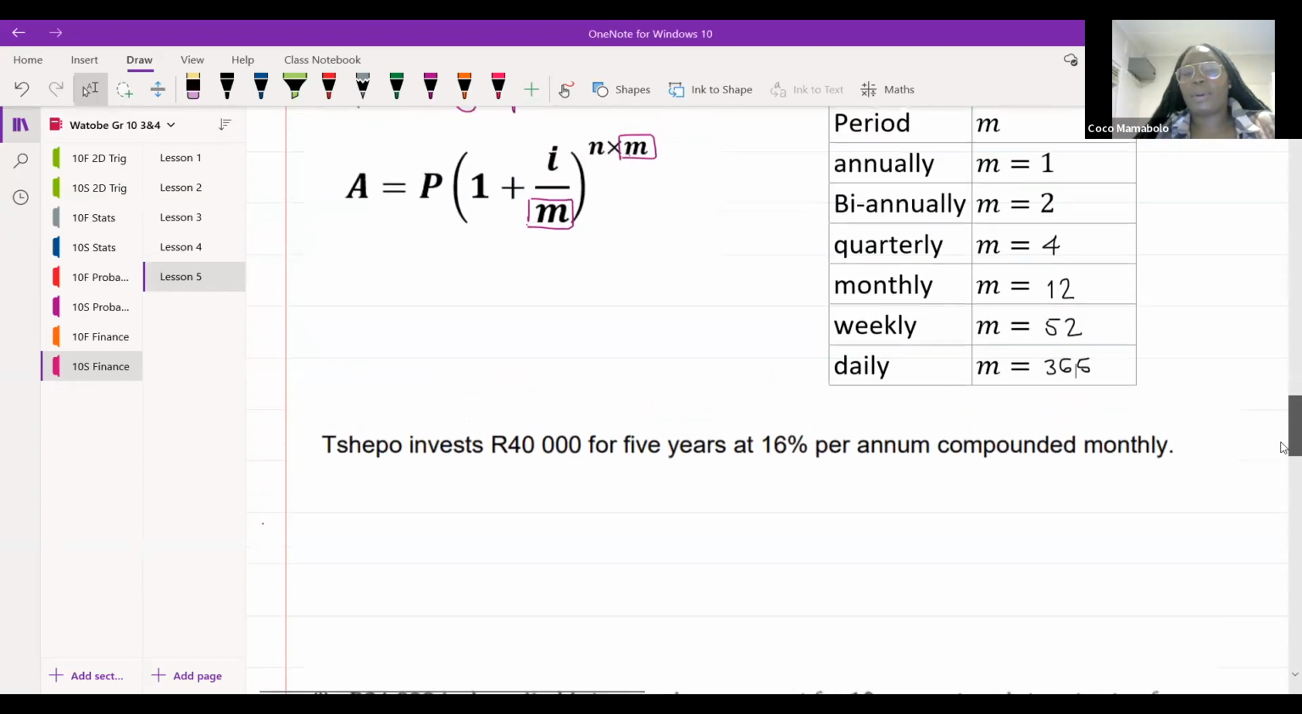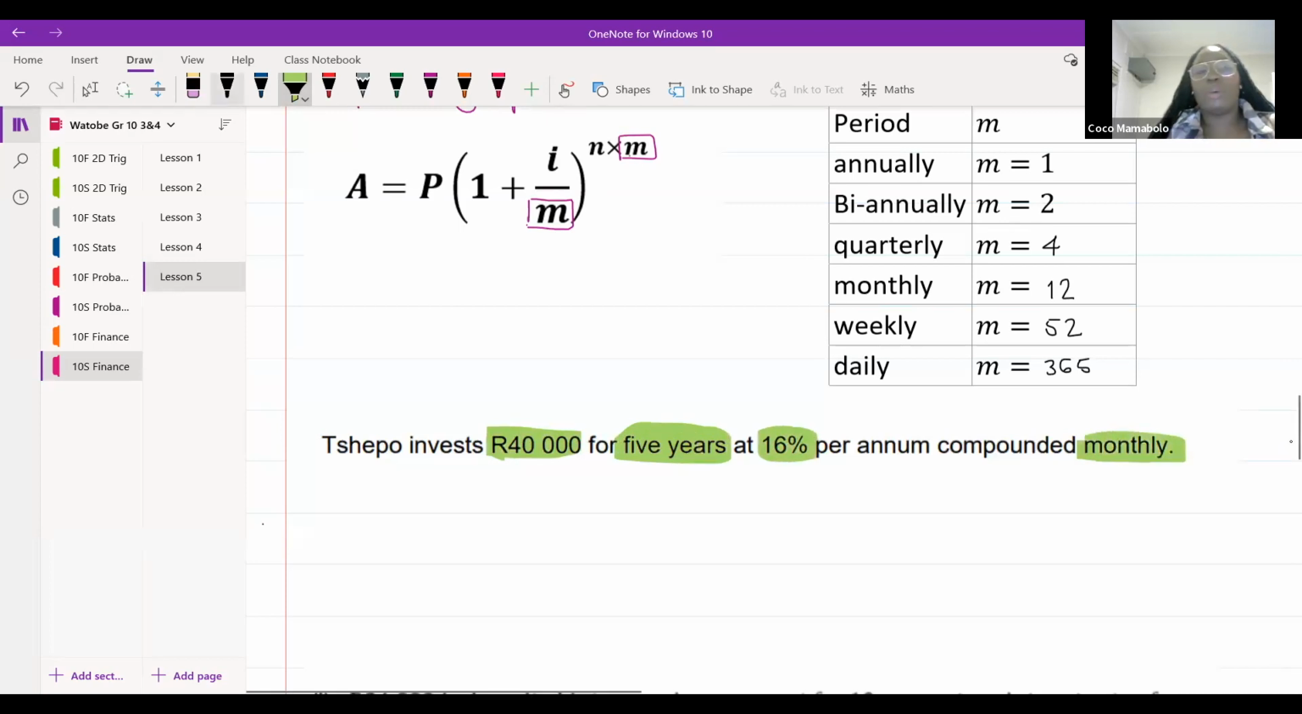It says, Tepco invests 40,000 Rand for 5 years at 16% per annum, compounded monthly. So now what we're going to do is list our A, P, I, N, and M. We're going to add M as well because we're going to need it. So we know that our A, our accumulated amount, is what we're looking for. Our P value is going to be 40,000.